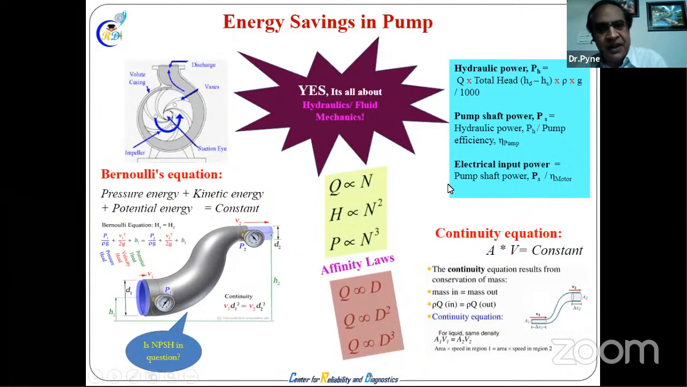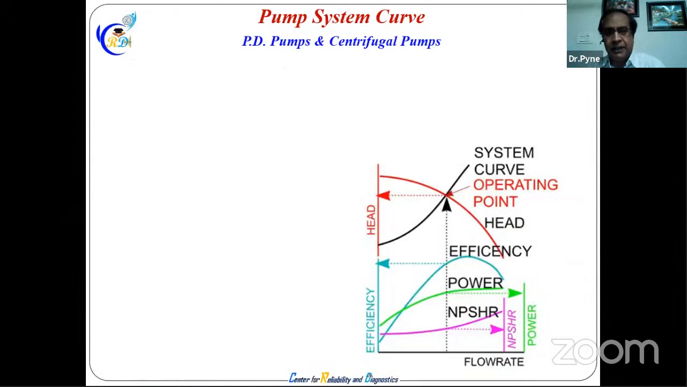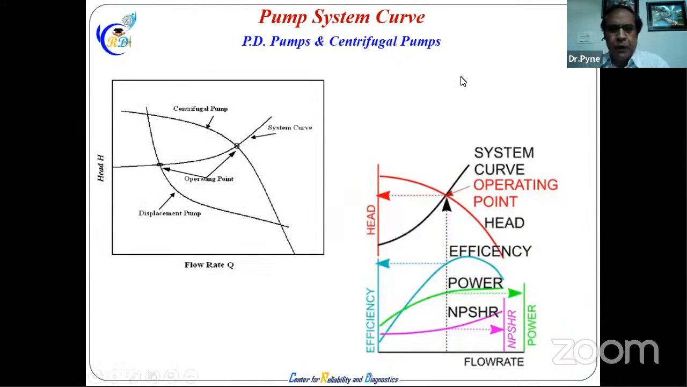The driven machine has to do its job the way this formula demands. So the formula is like this. For a displacement pump, the flow comes like this, and the centrifugal pump HQ curve looks like this. And the system curve: you put either a centrifugal pump or a positive displacement pump for a particular system curve.